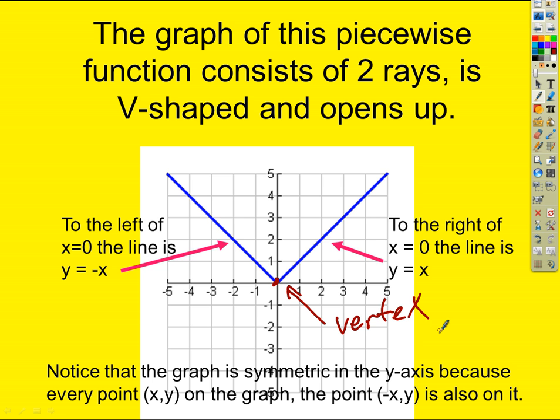If we wanted to graph an absolute value function, we're always... now listen, I don't want people talking right now. If you need to talk, I'm going to have you step out there and do it.